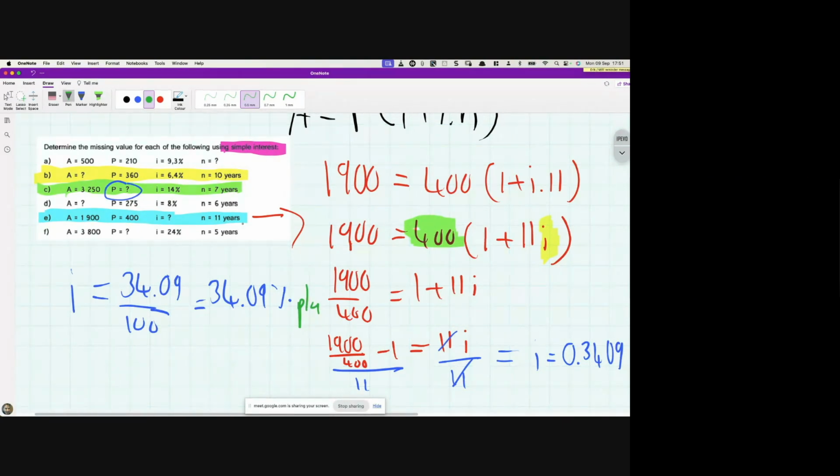Now, this was the hardest one we did, and I just want to go over the steps here. I moved the 400 across. I then moved the 1 across, and then I divided by 11. I got 0.3409 and it carried on, which is the same as 34.09%.